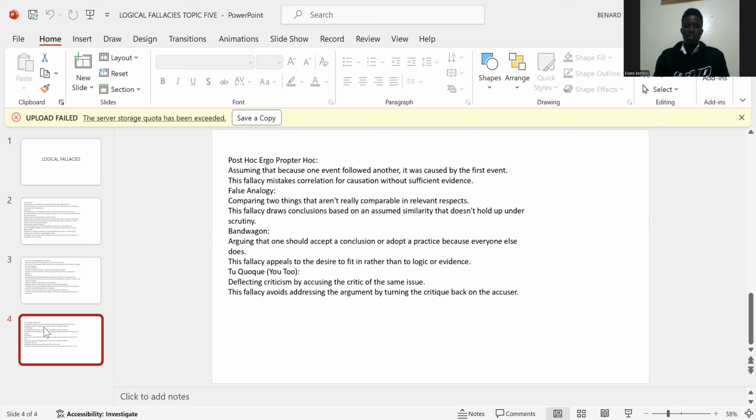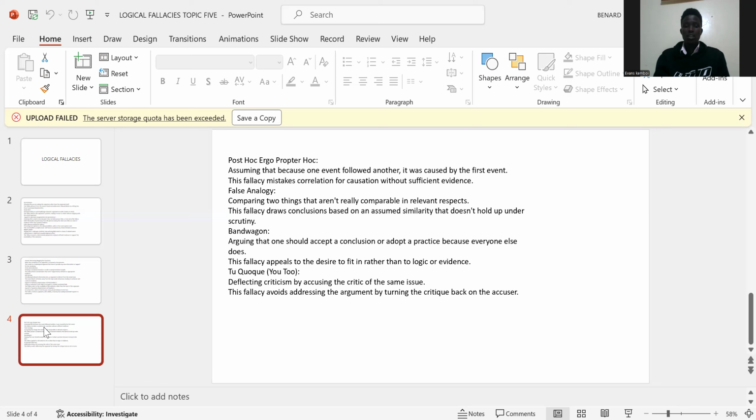Bandwagon: arguing that one should accept a conclusion or adopt a practice because everyone else does. This fallacy appeals to the desire to fit in rather than to logic or evidence.